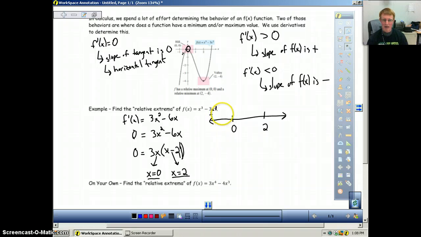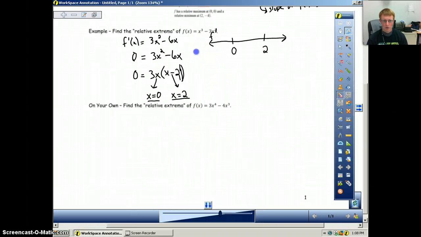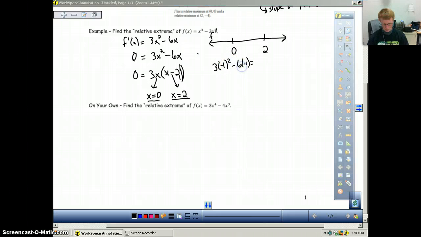So all we're going to do is plug in values that we know. So I'll plug in, say, -1. So therefore, I'm going to do 3 times -1 squared minus 6 times -1. And this equals a 9, so it's positive. So therefore, I'm going to put a positive right here. Next, I will plug in a 1, because that's between 0 and 2. So 3 times 1 squared minus 6 times 1 is equal to -3, which is a negative. So therefore, I'm going to put a negative there.